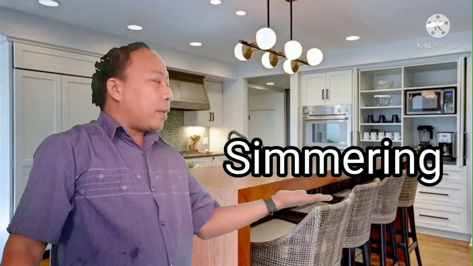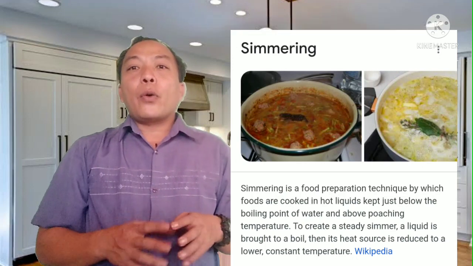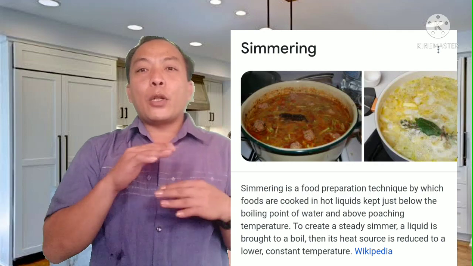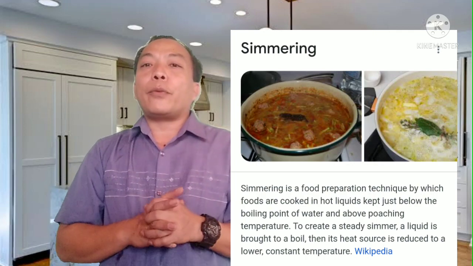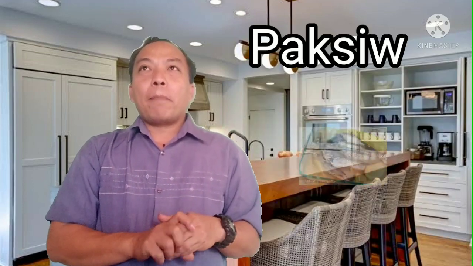Next is the word simmering. Simmering, class, is cooking food over a low heat fire with a small amount of water. So the food is slowly cooked with a small amount of water or any form of liquid. An example of this is the so-called paksiw.